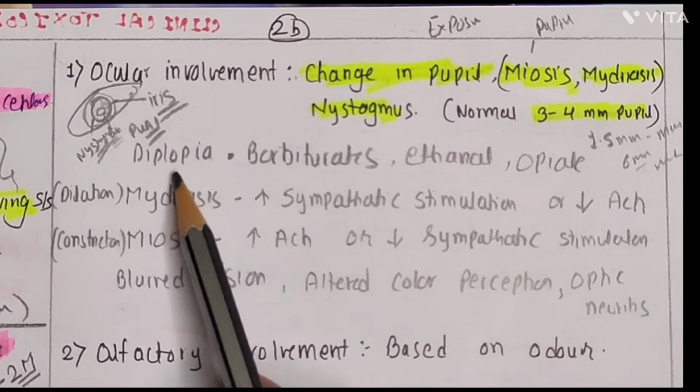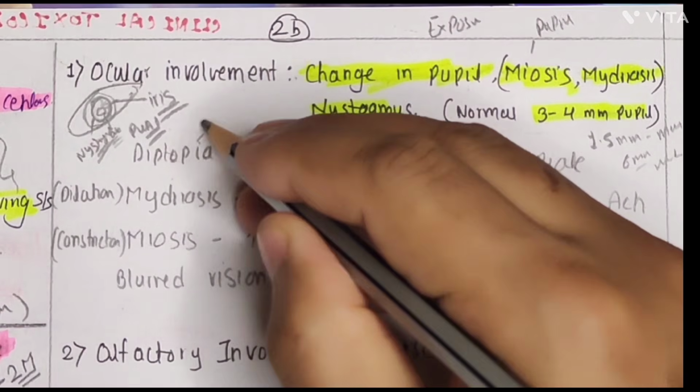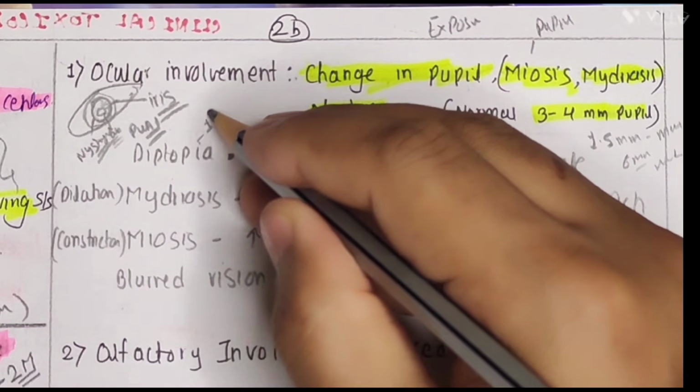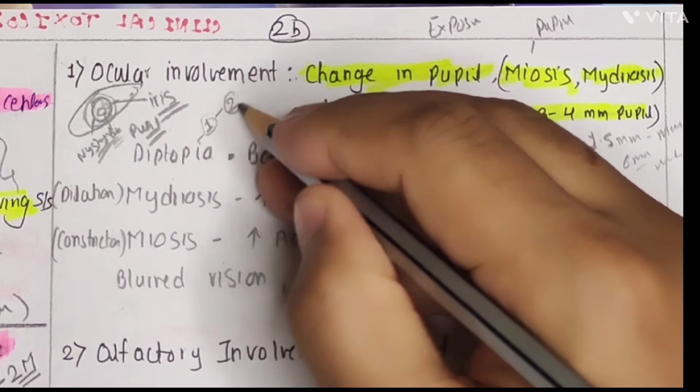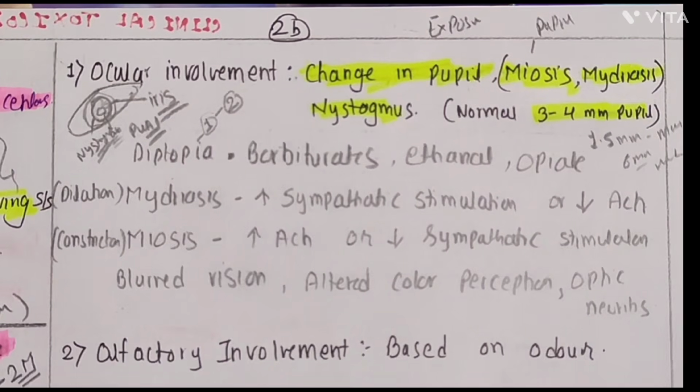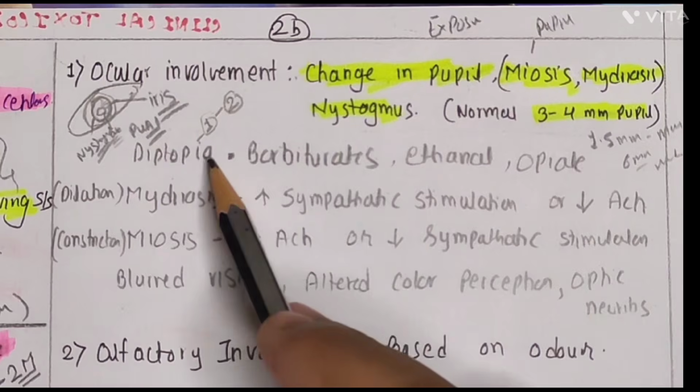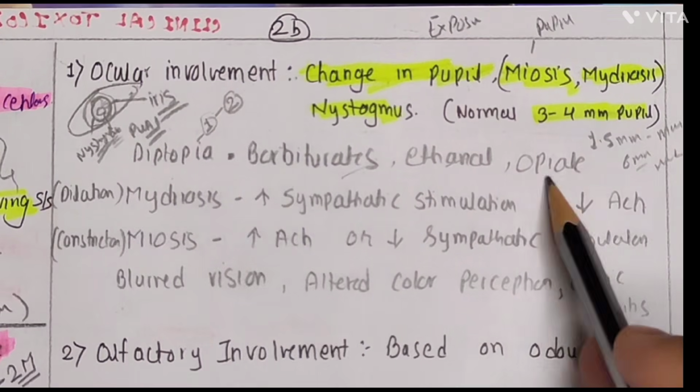Diplopia, a person will have double vision. Means if I am one teacher, he will be able to see me as two teachers. Diplopia means the image will be doubled. So it is common in barbiturate, ethanol and opiate poisoning.